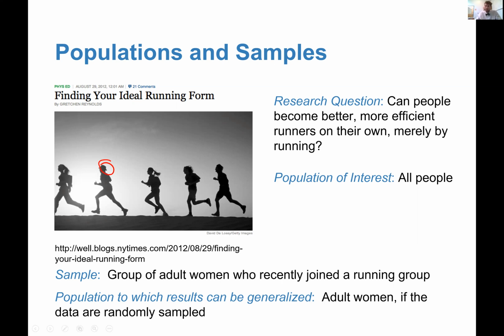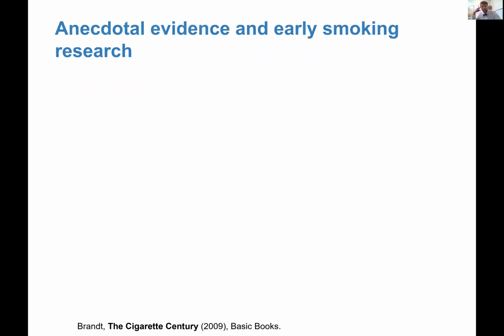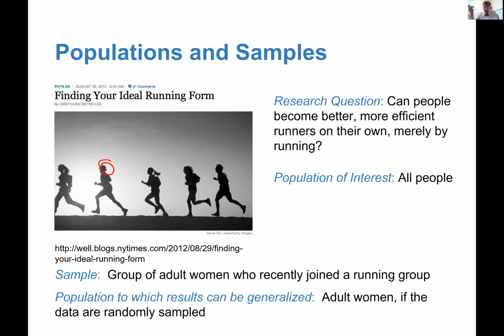All right. Then anecdotal evidence and early smoking research. So what did we do in the last slide? We talked about population of interest. Population of interest is like what you want to generalize the study to. Sample is the actual people or whatever that you talk to. And then the population to which the results can be generalized is what the sample is representative of.